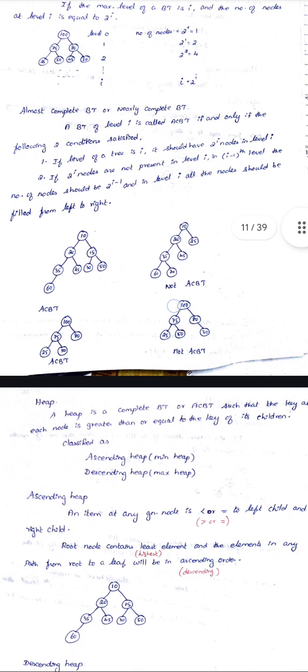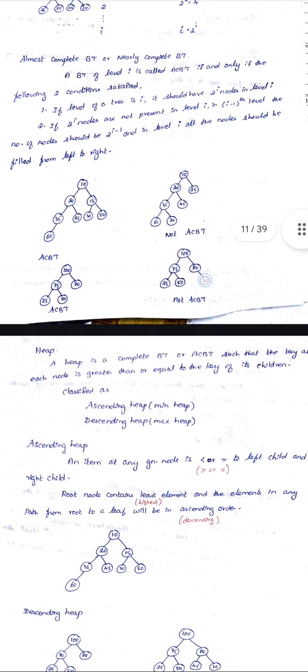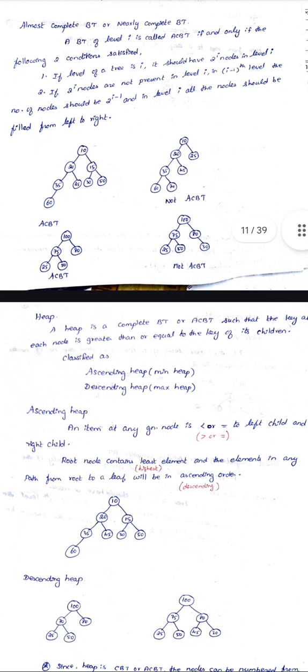Almost complete binary tree, or nearly complete binary tree. A binary tree of level I is called an ACBT if and only if the following two conditions are satisfied. If the level of the tree is I, it should have 2 power I nodes in that level. If 2 power I nodes are not present in level I, then in the I minus 1th level the number of nodes should be at least 2 power I minus 1, and in level I all nodes should be filled from left to right.